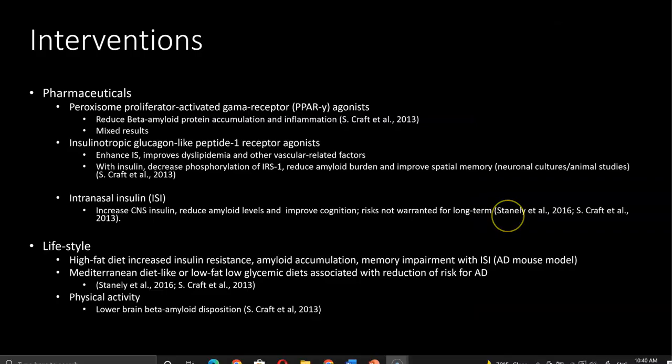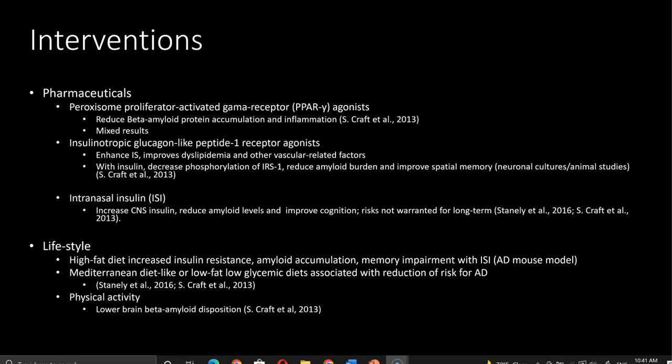Interventions, we're going to spend time on those. I really want to focus on lifestyle. It's been found that diet and physical activity actually have a positive effect in decreasing the risk for Alzheimer's disease and essentially cognitive decline.